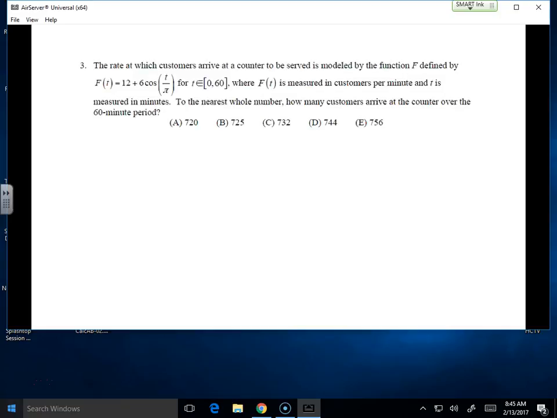What about this one? The rate at which customers arrive at a counter to be served. What are they asking for? To the nearest whole number, how many customers arrive over the 60-minute period? All you gotta do is say, hey, however many customers arrive, all you gotta do is take the integral of f of t dt, but what can I plug into my calculator? Okay. There's no work to show, there's just a calculator thing to plug into.